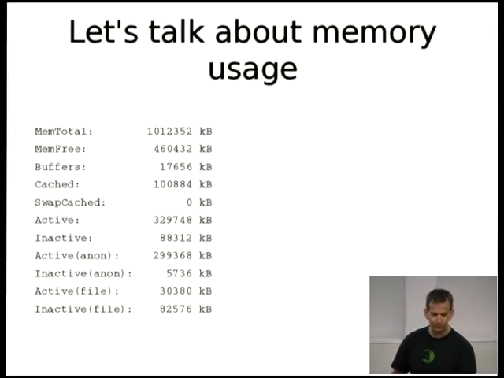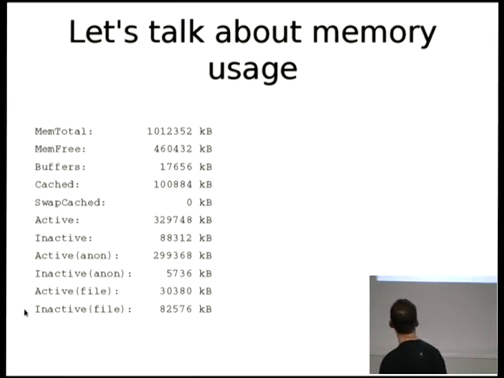So let's talk a little bit about memory usage as well. Now, this image that you see here has a memory total of, let's say, 1 gigabyte and a memory free of 460 megabytes. Buffers plus cache, which is about 170 megabytes. And that is just one way of looking at it. The other way of looking at it is the active and the inactive memory that is shown here.